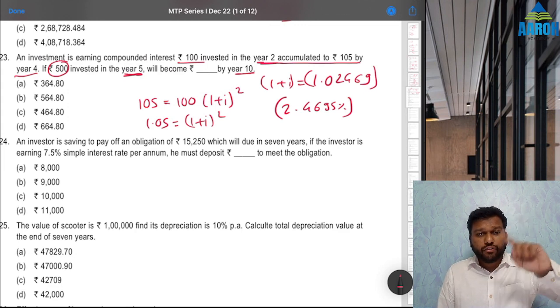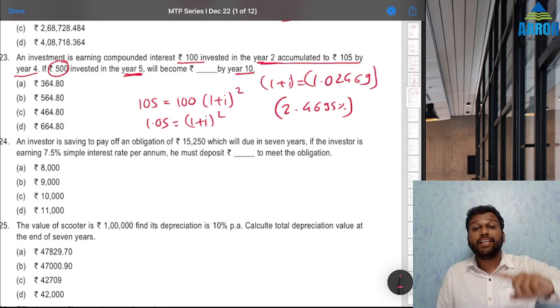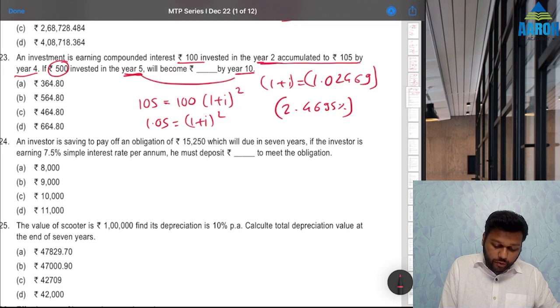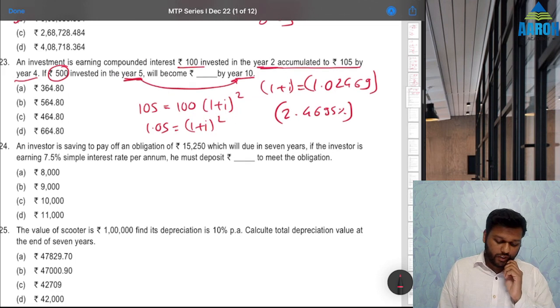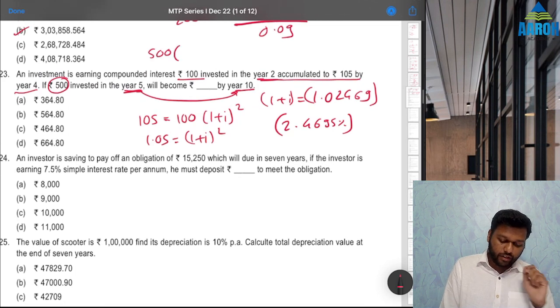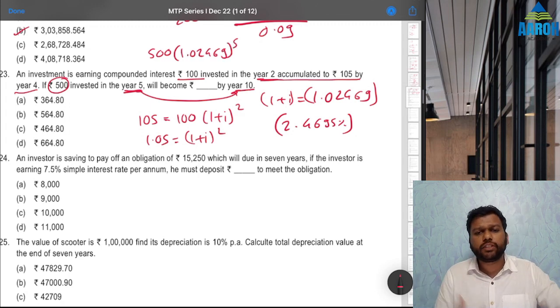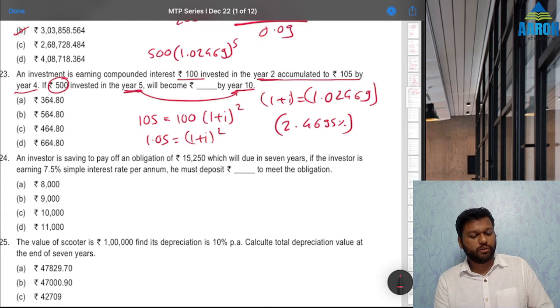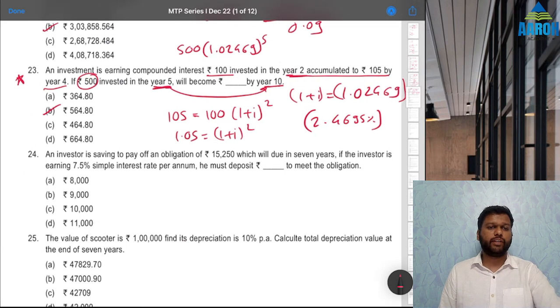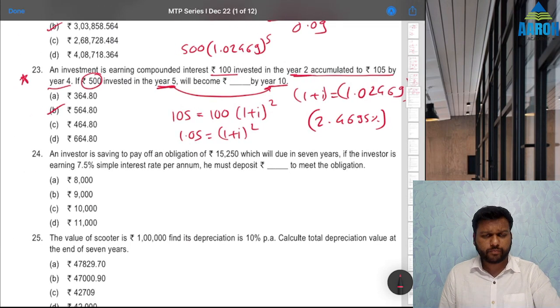Now they are asking, 500 will become how much in year 10? From year 5 to year 10, that means again a 5-year gap. So they are asking 500 into 1.02469 raised to 5. How much? That's it, right? So 1.02469 raised to 5, into 500. That is 564.84. So option B is the correct answer of question 23. Again a good question. Okay.